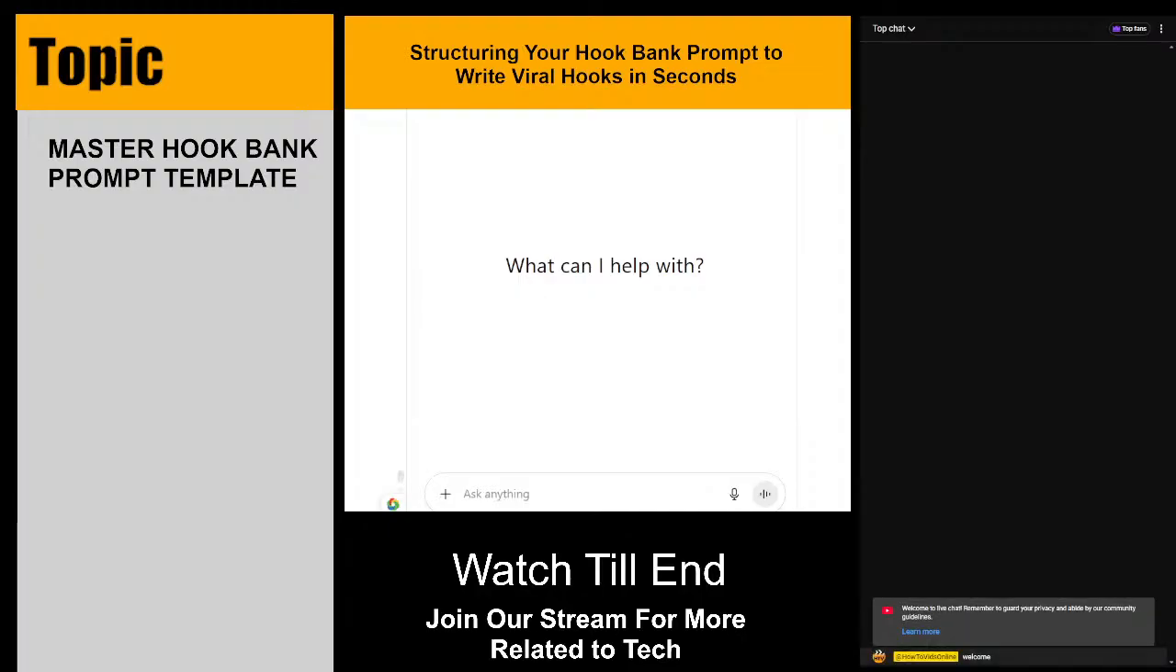So let's talk about the topic. Here we have the core components of a hook bank prompt. A powerful hook bank prompt is not just "write me some hooks"; it's a structured system. Here are the key components every hook bank prompt should include: topic, audience, platform, purpose, goal, style, tone, formula to use, number of hooks, constraints, and output format.